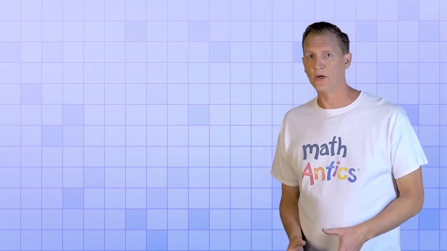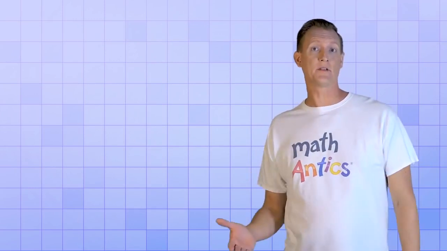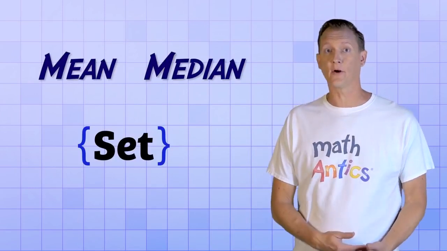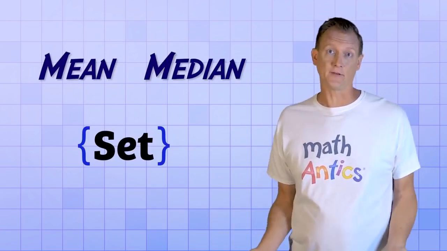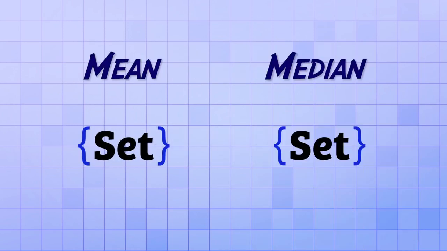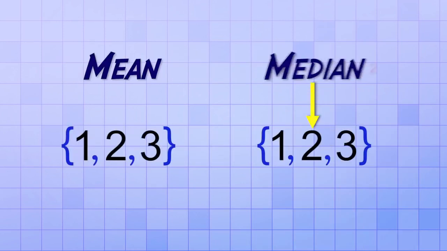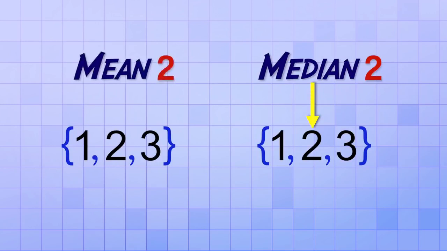But before we try a harder problem, I want to point out that sometimes the mean and the median of a data set are the same number, and sometimes they're not. In the case of our simple data set, 1, 2, 3, the median is 2, and the mean is also 2, as you can see if we rearrange the amounts or follow the procedure we learned to calculate the mean.